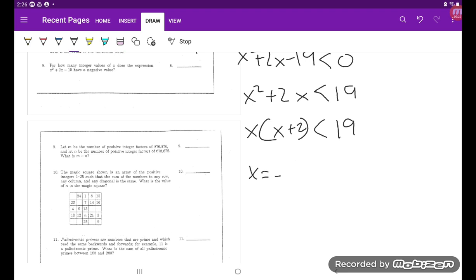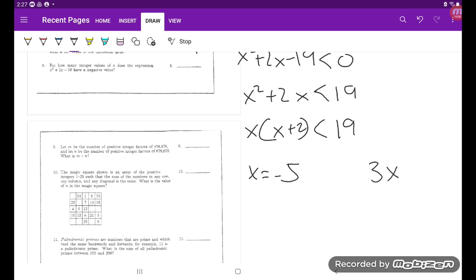And then what about -5? So -5, it does work. -5 times -3, that's 15, that's smaller, right? And then any number in between -5 and the positive number should work. So let's see which positive number does it stop at. So we already know that 4 times 6 is 24, right? So the greatest possible x value should be 3, right?